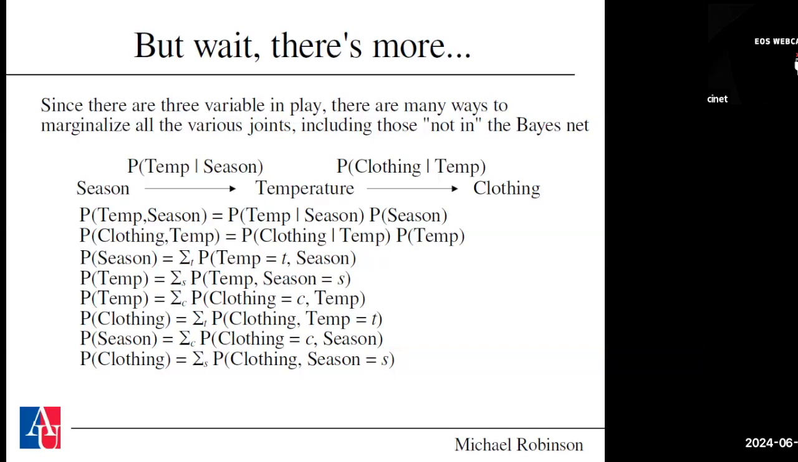So just to take one of them, they're all the same form. I have the joint probability between clothing and temperature. If I marginalize out the clothing, I just get the temperature, and so on. Of which there's a bunch of these, all right?